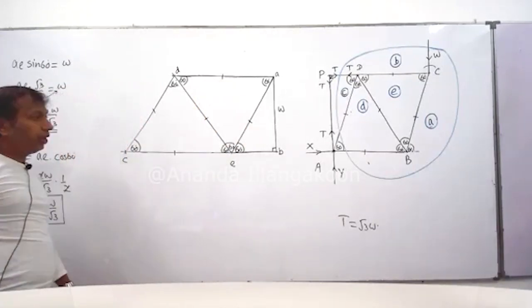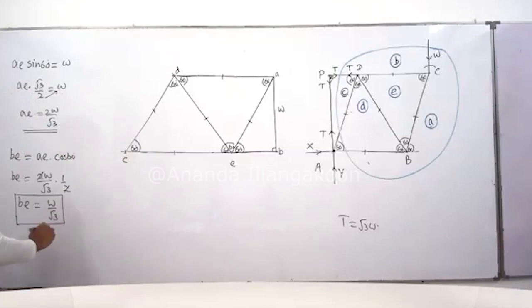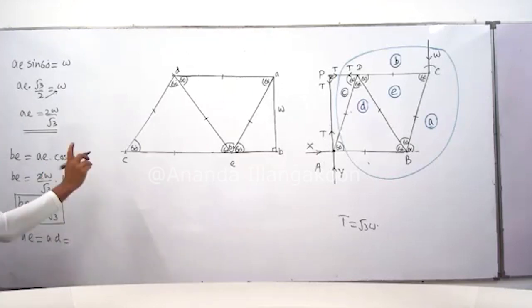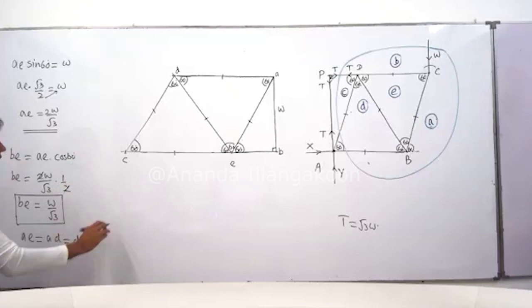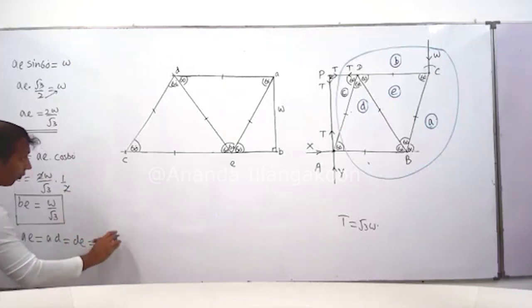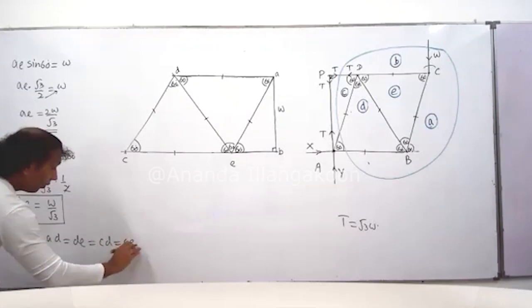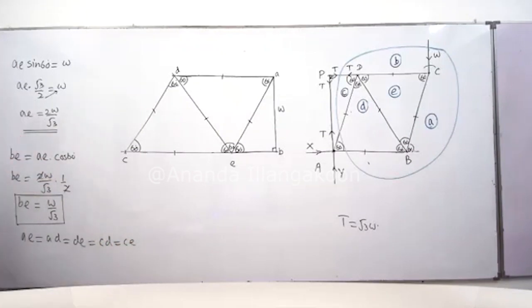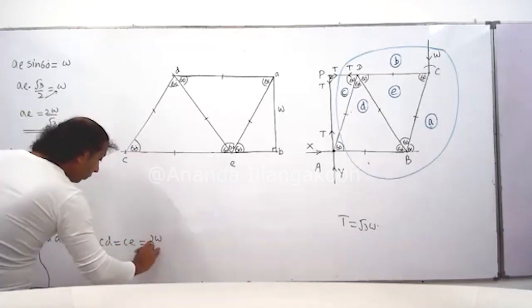Okay. Then we can write what? This AE equals AD equals DE equals CD equals CE. They are all equal to what, people? 2W over root 3.